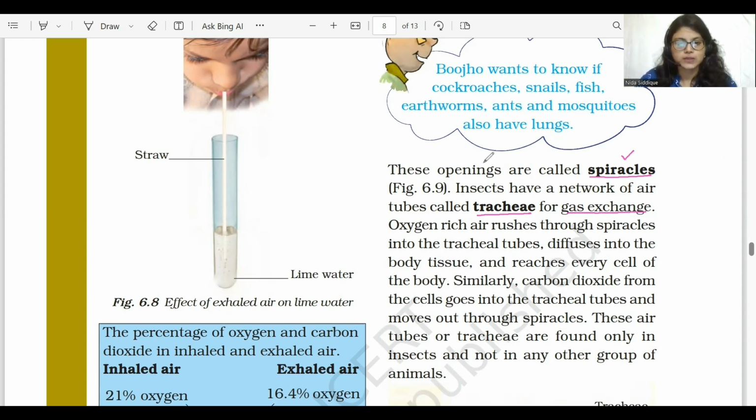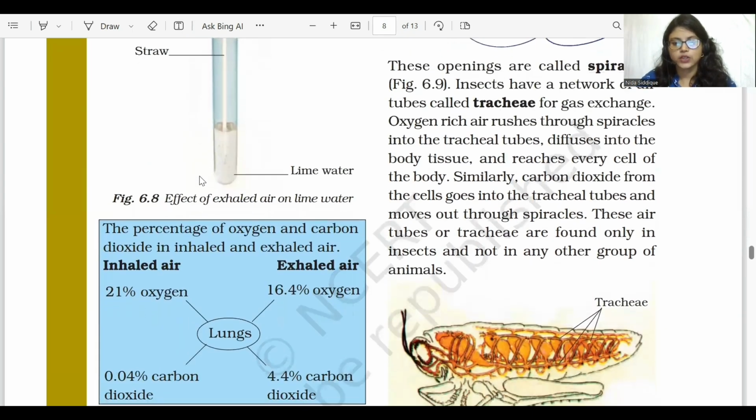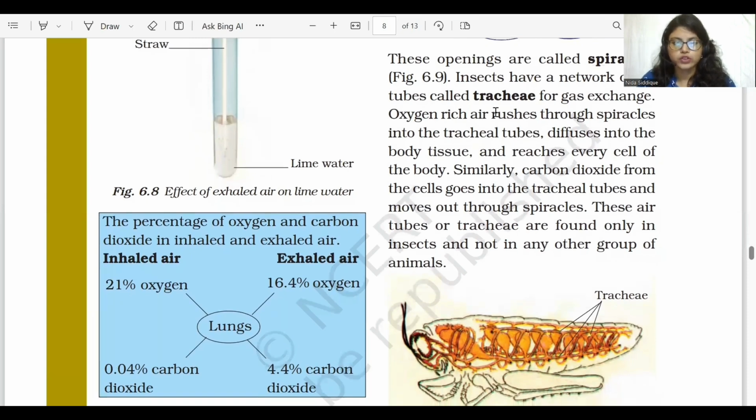Let me show you the network of air tubes. You can see over here, this is the body of a cockroach, and inside the body there is a network of air tubes called trachea. Over here, the gaseous exchange will occur. So how does it function? Let's understand. Oxygen-rich air will enter inside the insect's body through spiracles.